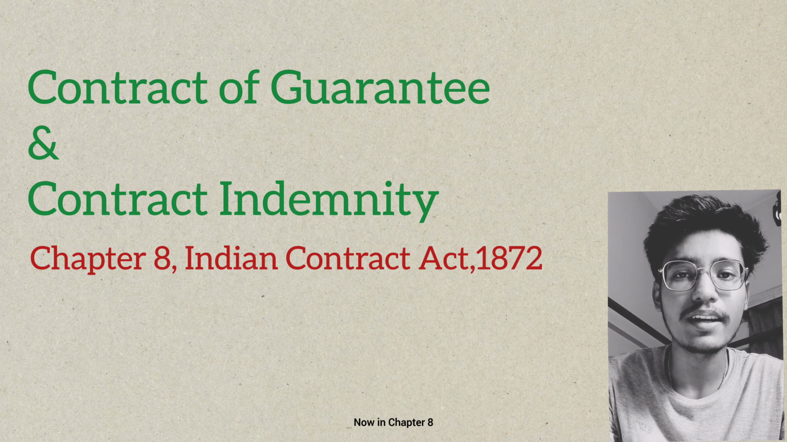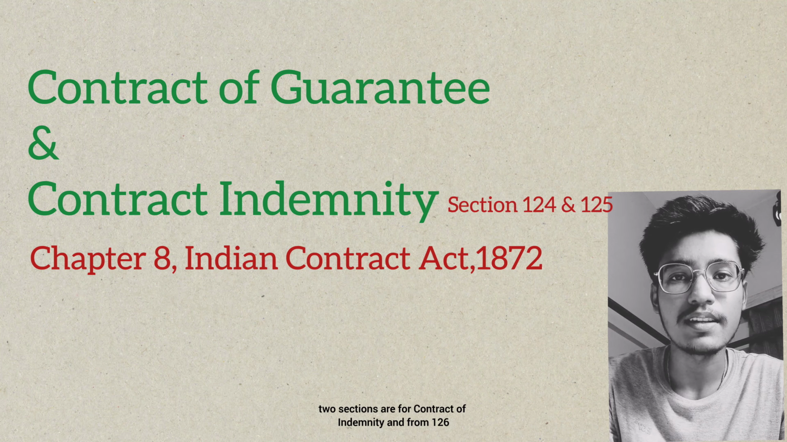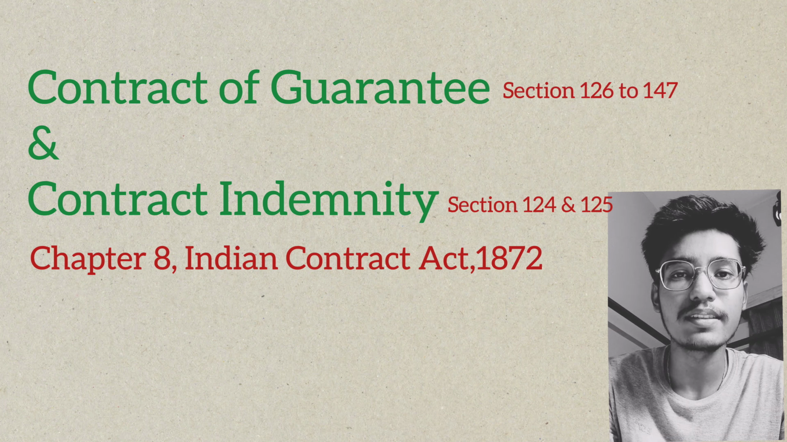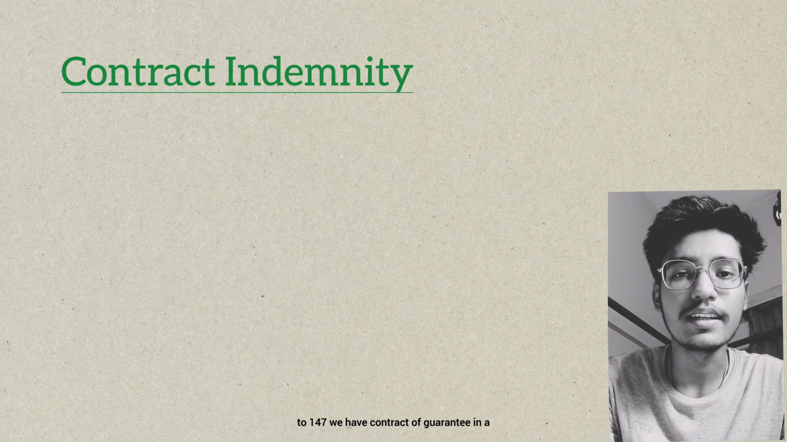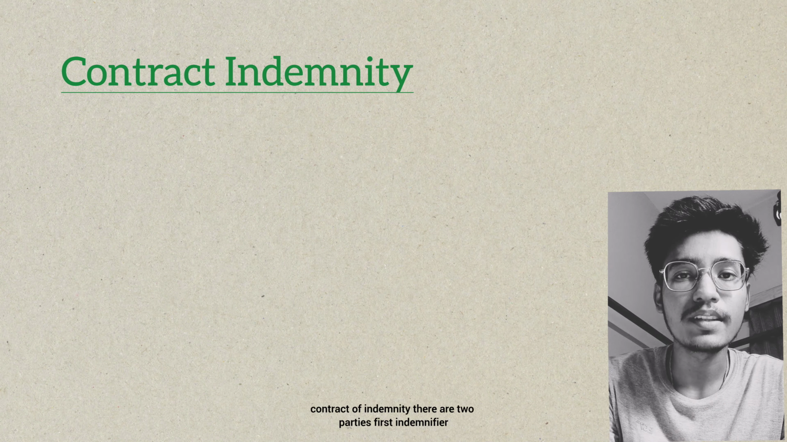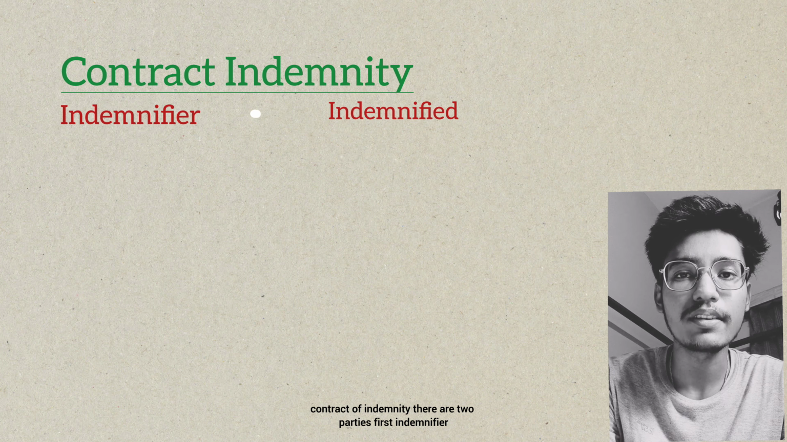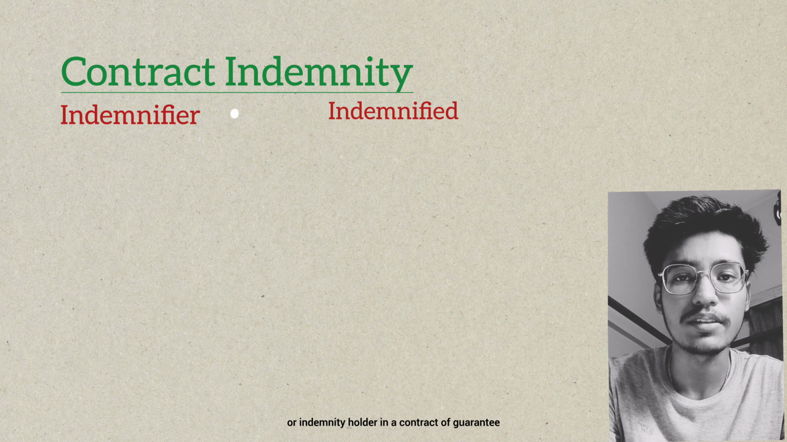Now, in chapter 8, sections 124 to 125 are for contract of indemnity, and sections 126 to 147 cover contract of guarantee. In a contract of indemnity, there are two parties: first, the indemnifier, and second, the indemnified or indemnity holder.